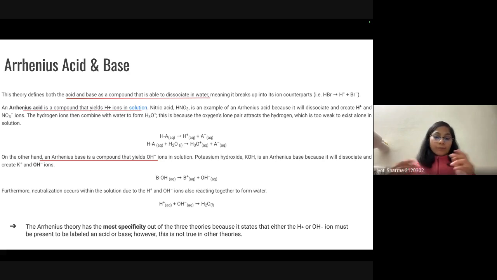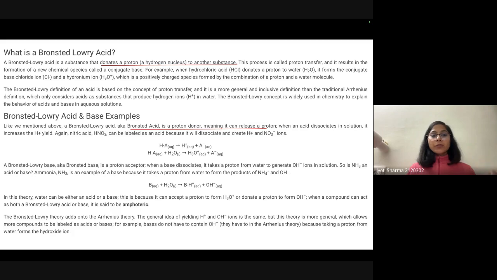And this had a lot of disadvantages, as I told you, and based on that, we needed new theories. One was the Bronsted-Lowry theory, and here they said that whenever a substance donates a proton, it is an acid, and if it accepts a proton, then it is a base. This was the definition of acid and base given by Bronsted-Lowry.